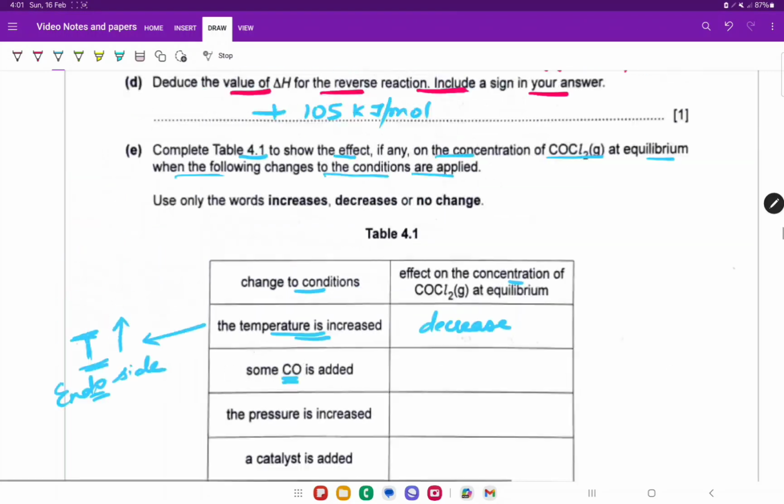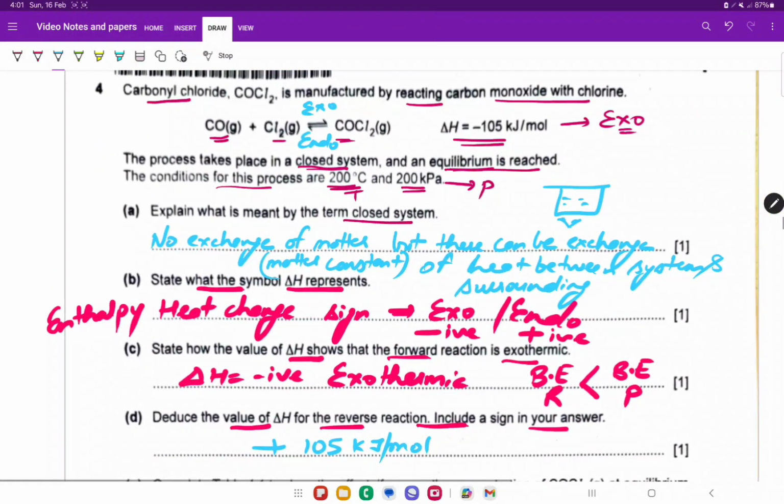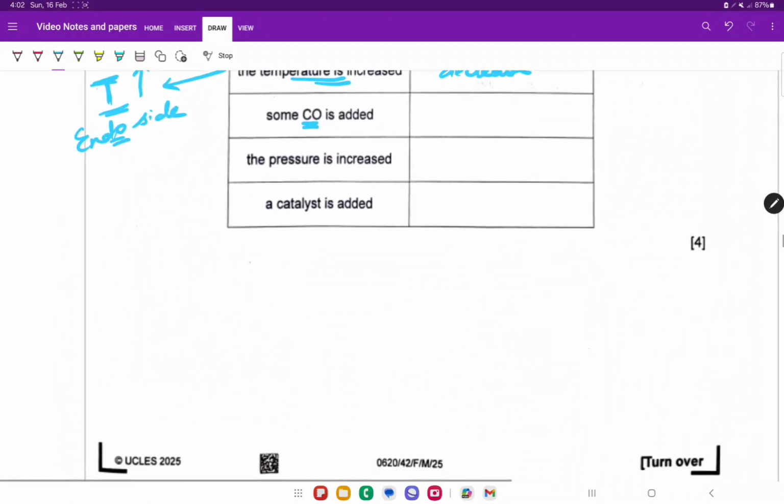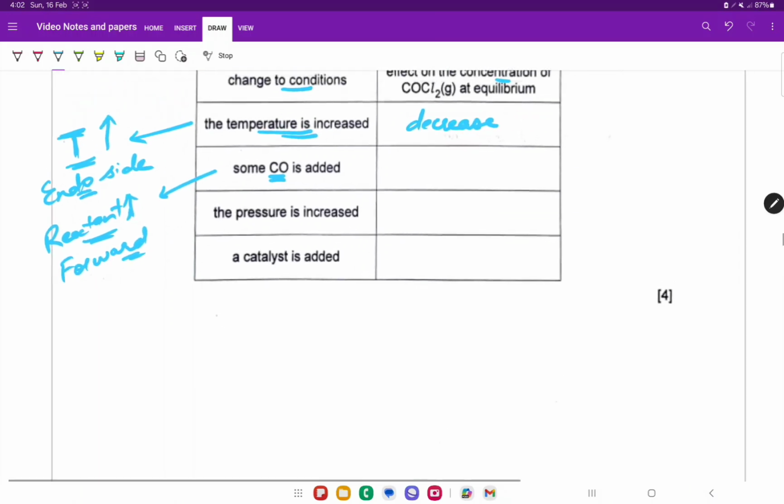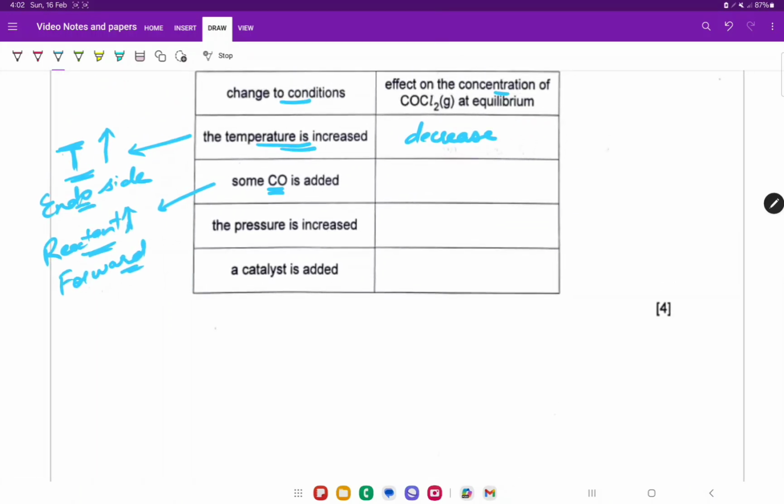Some carbon monoxide is added. Carbon monoxide is my reactant. If I increase the concentration of a reactant, as per Le Chatelier's principle the reaction should move in the forward direction so that the added reactant can be used up. Hence, the concentration of COCl2 at equilibrium will increase. More COCl2 will be formed.